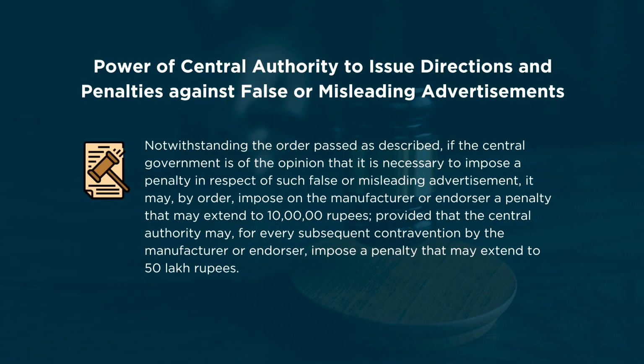Notwithstanding the order passed as above, if the central government is of the opinion that it is necessary to impose a penalty in respect of such false or misleading advertisement, it may, by order, impose on the manufacturer or endorser a penalty that may extend to 10 lakh rupees, provided that the central authority may, for every subsequent contravention by the manufacturer or endorser, impose a penalty that may extend to 50 lakh rupees.